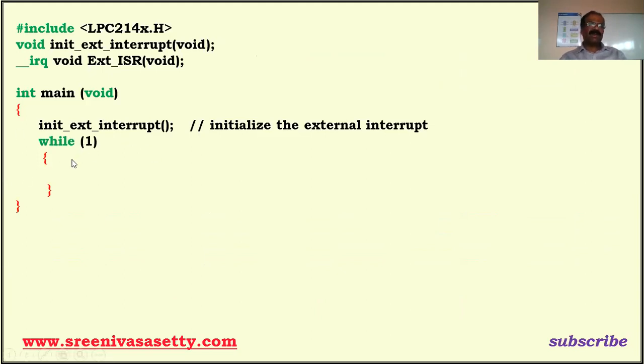Okay, this is your main program. Here I'm going to use two functions, initialize external interrupt and void external ISR. This is to configure our interrupt system. This is our subtask, a separate program. Once you interrupt the system, you have to execute this particular function.